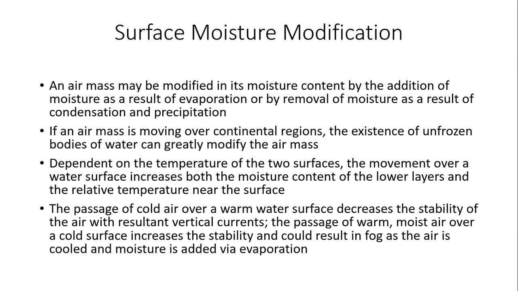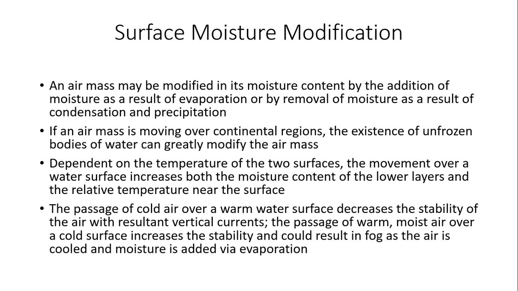Now, that was temperature modification, but now let's talk about surface moisture modification. An air mass may be modified in its moisture content by the addition of moisture as a result of what's known as evaporation, where the surface liquid is evaporated and changes to a vapor, or by removal of moisture as a result of condensation and precipitation. When the atmosphere rains, it generally dries things out.